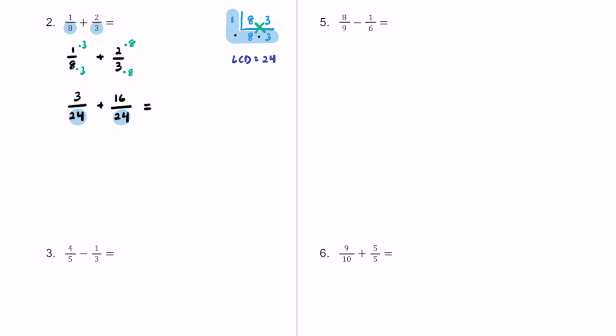3 plus 16 on top is going to be 19, so we have a final fraction of 19/24, and this is a proper fraction, so you can't write it as a mixed number, so that would be our final answer.